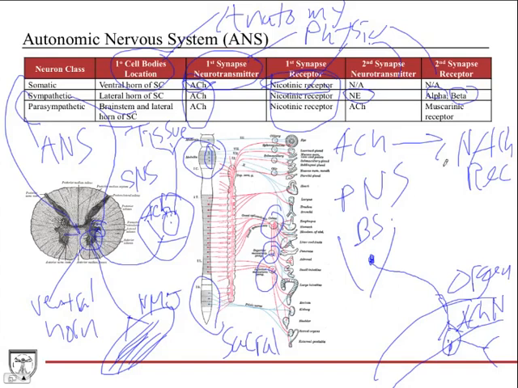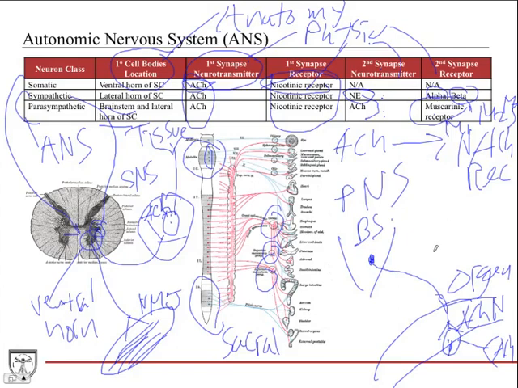Okay, and then these are going to synapse directly on the tissue, so no ganglion. This secondary synapse will be acetylcholine, which is different. So this is a difference to be aware of. So the second synapse neurotransmitter for the sympathetic nervous system is norepinephrine, versus the parasympathetic nervous system, where the second synapse neurotransmitter is acetylcholine. And now for physiology, it's going to be a different receptor, muscarinic receptors. Okay, and there's like 4 classes of those. There's M1, M2, M3. Again, the physiology books will go to town on that. We won't get into that.